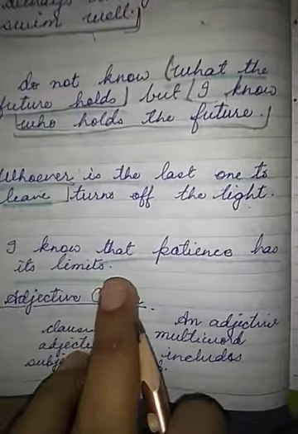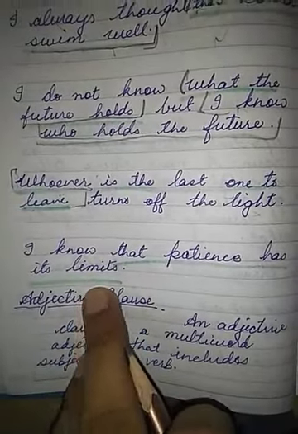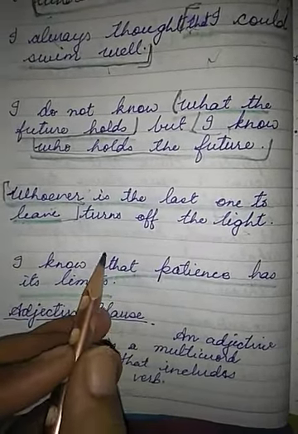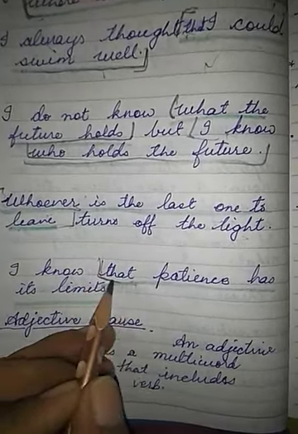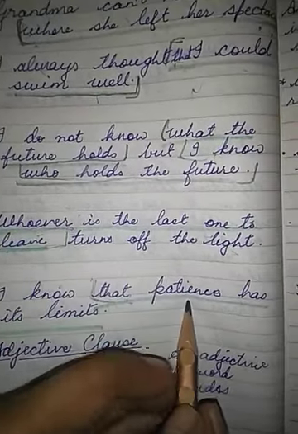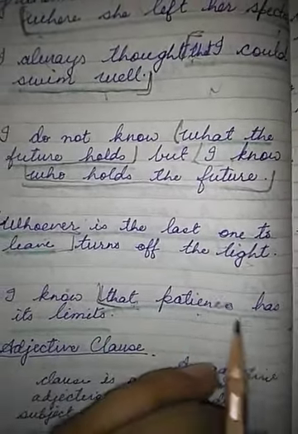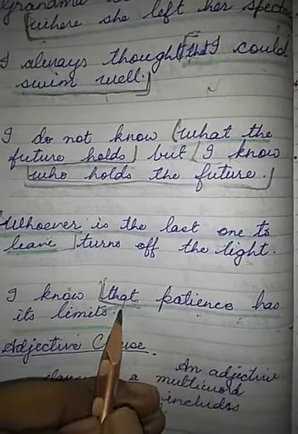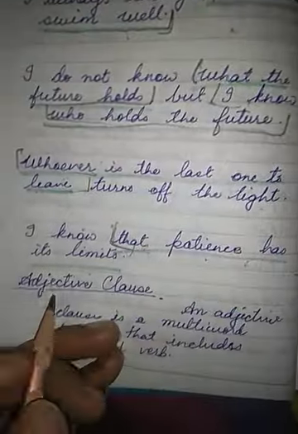Here, I know that patience has its limit. This is a noun clause: that patience has its limit. So here this group of words is a noun clause.